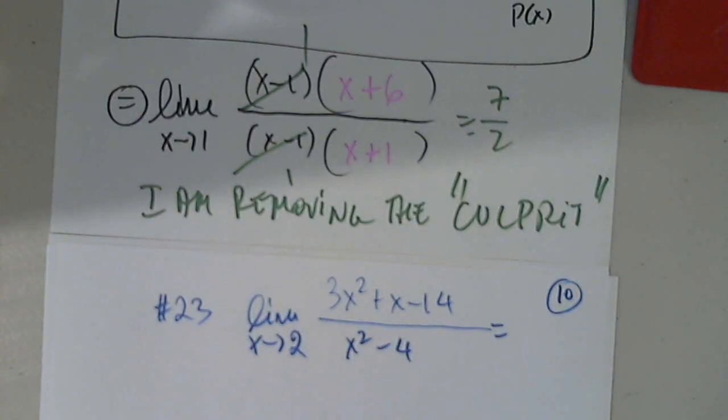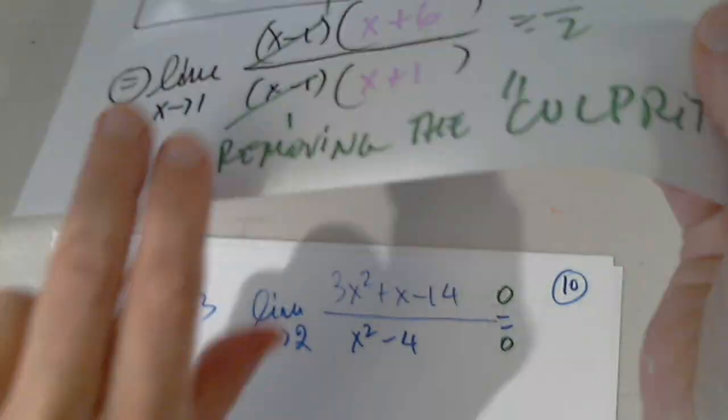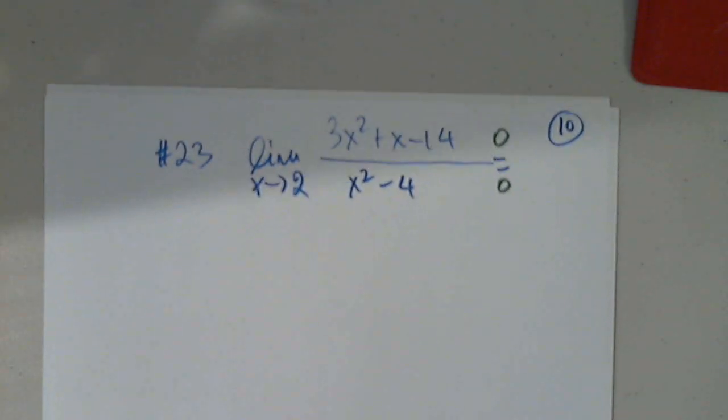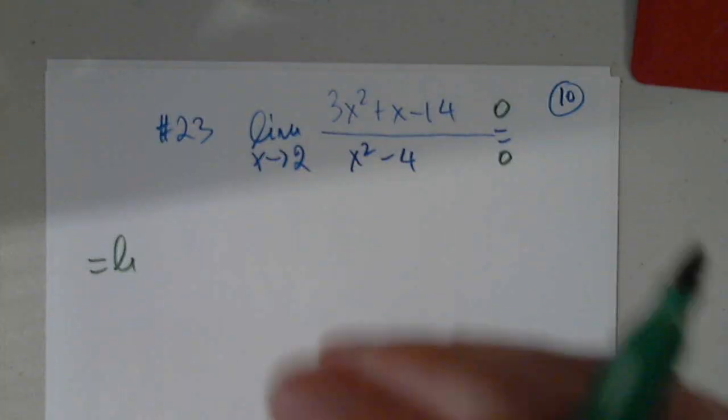So when we plug in 2, I get 4 times 3, which is 12. 12 plus 2 is 14. Minus 14 is 0. Yay! And when I plug in 2 in the denominator, I get 0, which is the factor that I'm hoping to eliminate. One more thing.